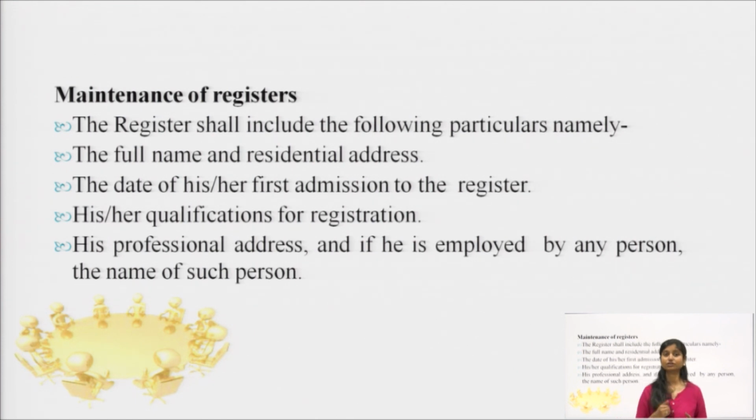His/her qualification for registration, that is whether you are a degree holder or a diploma holder. His professional address, and if he is employed by any person, the name of such person, or you can say the employer. If you are working under some person, then you have to give the detail of that organization as well as the name of the person who is your boss. For example, कि अगर आप किसी फर्म में काम कर रहे हैं तो उस फर्म का भी डिटेल आपको वहाँ देना पड़ेगा. तो ये कुछ मेंटेनेंस ऑफ रजिस्टर्स में पॉइंट्स हैं जो कि इंक्लूड किए जाते हैं.